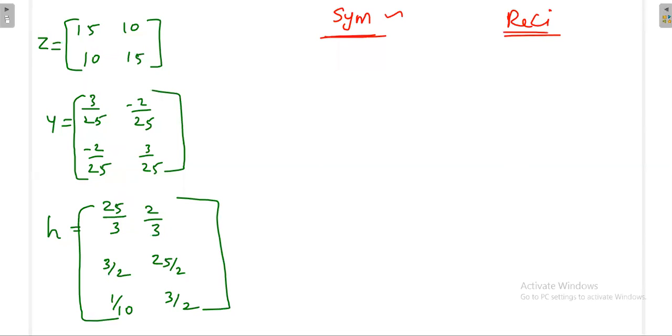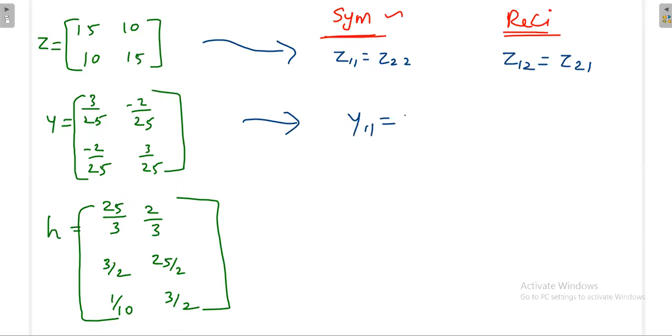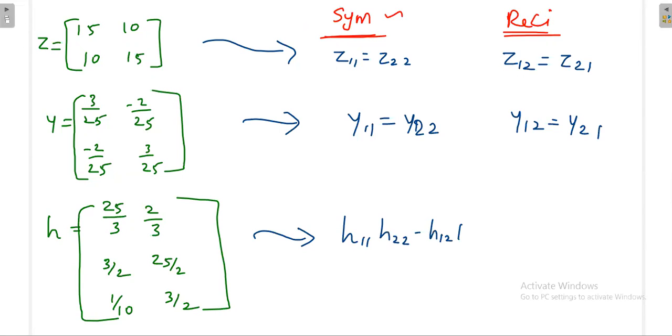Once the given network is symmetrical and reciprocal, you know that it has to satisfy Z11 equal to Z22, and if it is reciprocal, Z12 is equal to Z21. Again, you can see it here. Similarly, I think we forgot to write the t parameter. For the y parameter, again, y11 is equal to y22, and y12 is equal to y21. Again, for the h parameter, you verify whether H11 H22 minus H12 H21 is equal to 1.